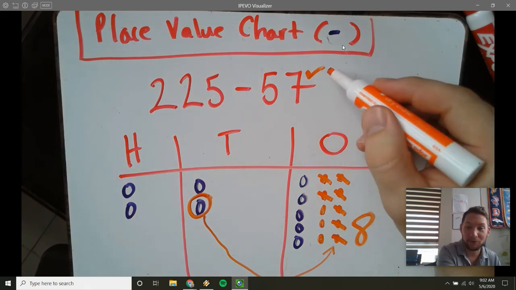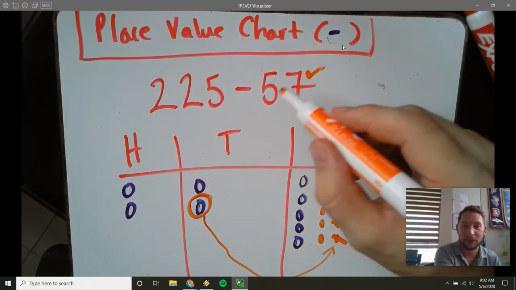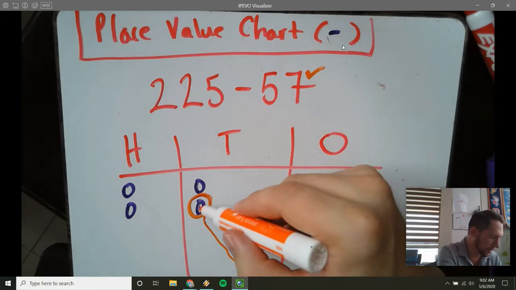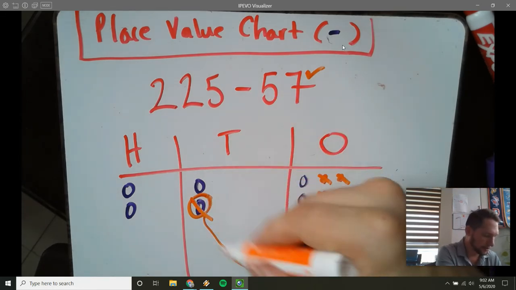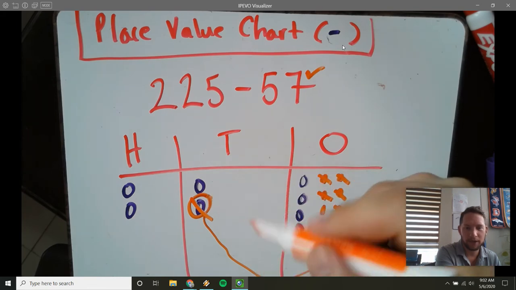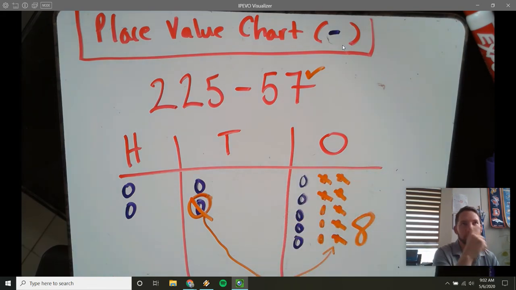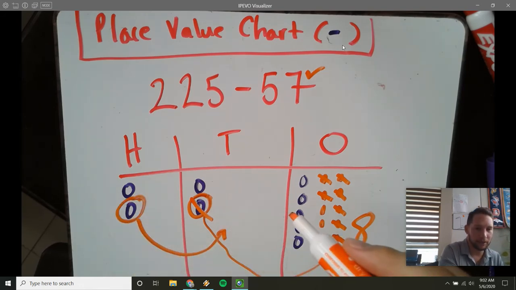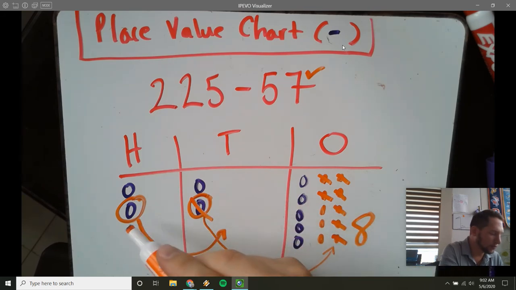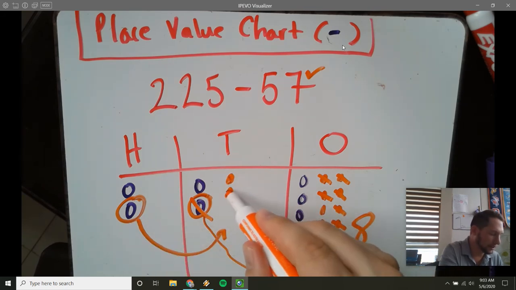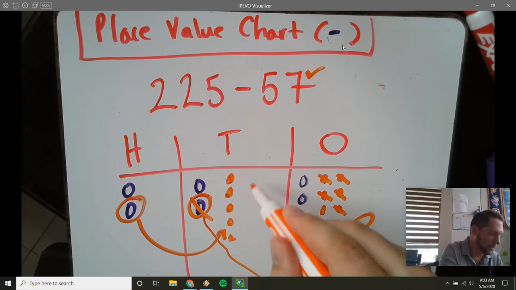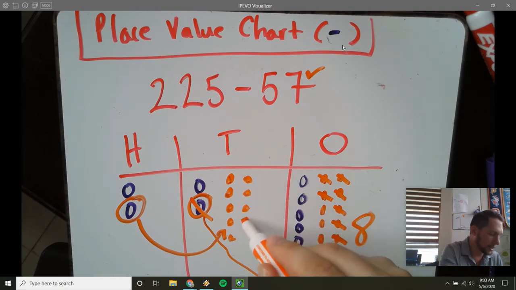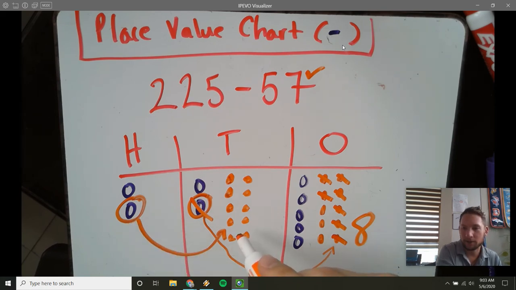Look, I'm checking it so I don't make the same mistake like I did last time. 5 tens I need to take away. This one's already gone because we regrouped. I only got 1 ten. What are we supposed to do? What did I do here? I can use 100 to go to my tens. So now 100 equals 10 tens: 10, 20, 30, 40, 50, 60, 70, 80, 90, 100. That 100 equals 10 tens.